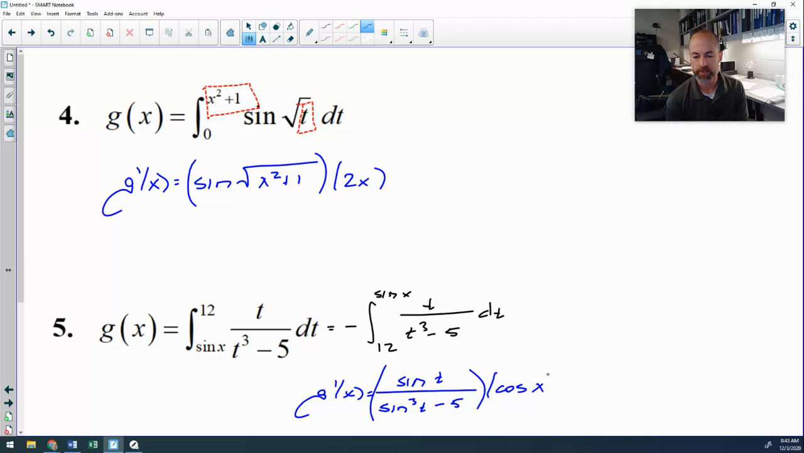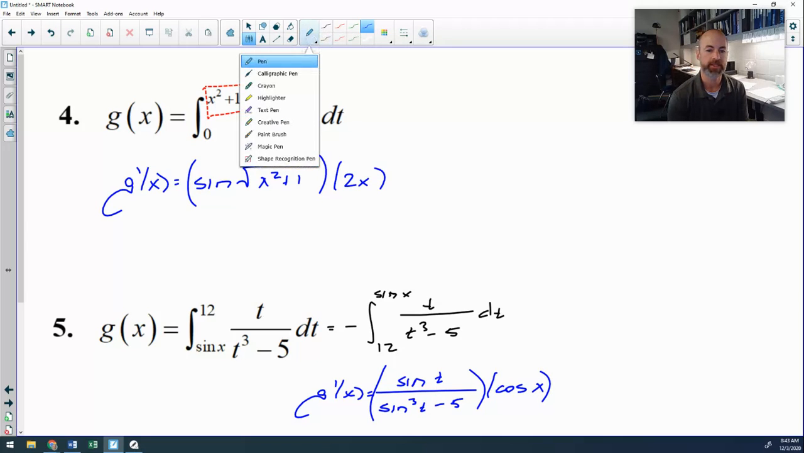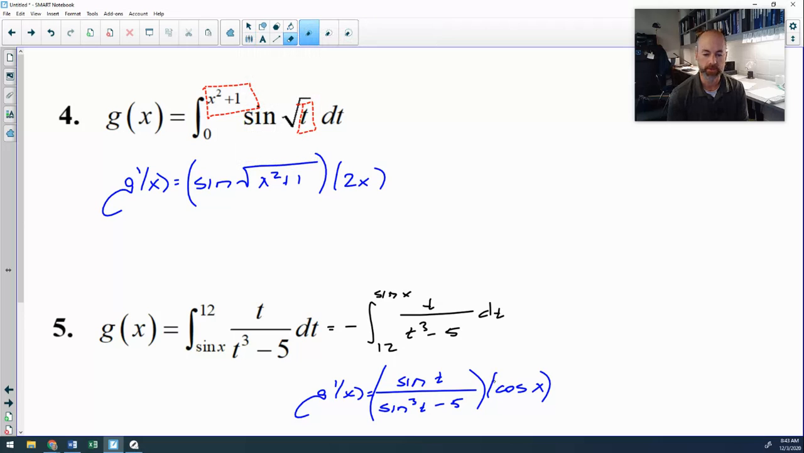Ooh, and I made a mistake. It should be sine x replacing the t's, not sine t. So let me erase those t's and replace them with x's. Whoops. Sine x, sine x. There we go. And that would be the correct derivative for number 5.